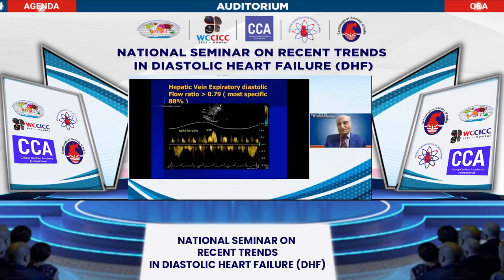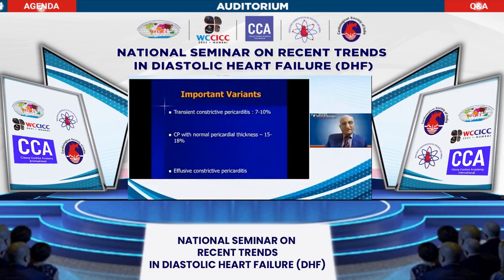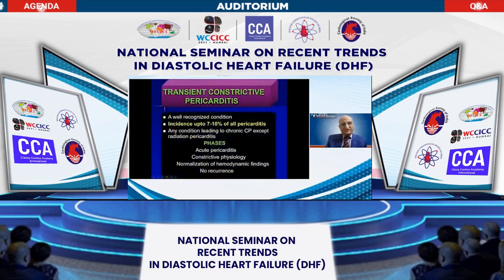Now, hepatic vein, of course, we won't go into detail. There are some important variants of constrictive pericarditis. One is a transient constrictive pericarditis, in about 7 to 10 percent; constrictive pericarditis with normal pericardial thickness; and effusive constrictive. This transient constrictive pericarditis occurs in any condition leading to chronic constrictive pericarditis except radiation pericarditis, and it goes through the same phases: acute pericarditis, constrictive physiology, then it reverses back, and there are usually no residual effects.